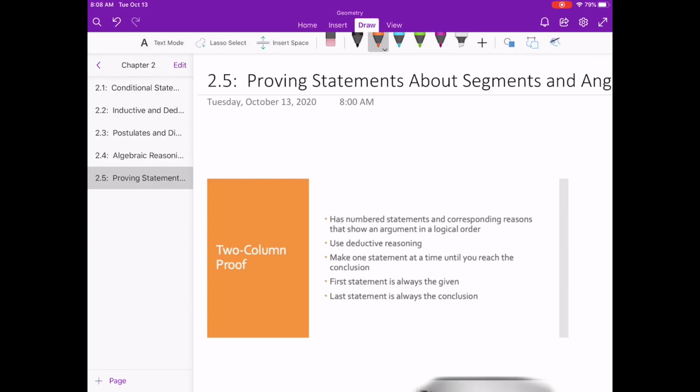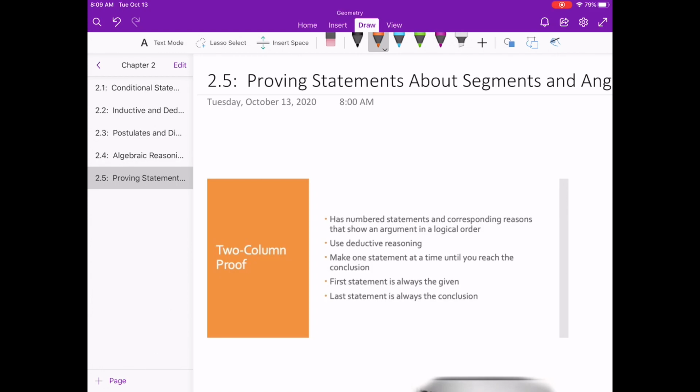This is section 2.5, proving statements about segments and angles. So we're going to learn how to write proofs today. A proof is basically just a structured argument as to why your answer is correct. We did this with algebraic reasoning, but we didn't necessarily put it in the form of a proof. So we're going to learn how to put it in the form of a proof.